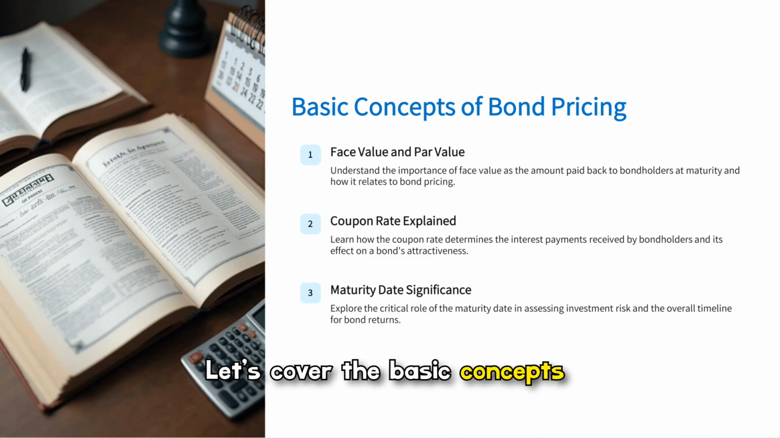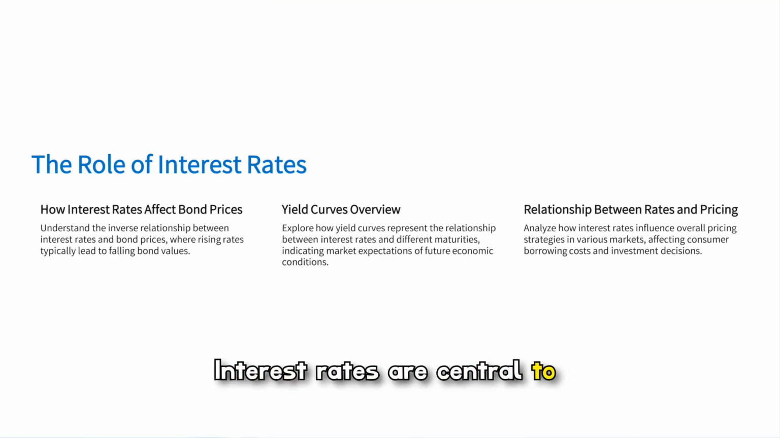Let's cover the basic concepts that underpin bond pricing. Face value is what the issuer repays at maturity, the coupon rate determines periodic interest payments, and the maturity date sets the time horizon for risk and return. The image on the slide suggests curiosity and calculation, reminding us that these simple ideas form the foundation for valuing future cash flows. Interest rates are central to bond pricing, and there's an inverse relationship.